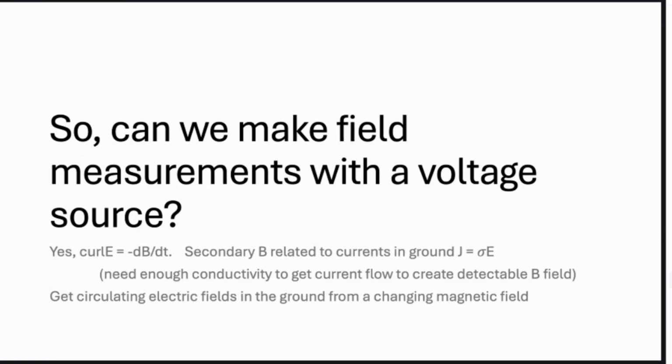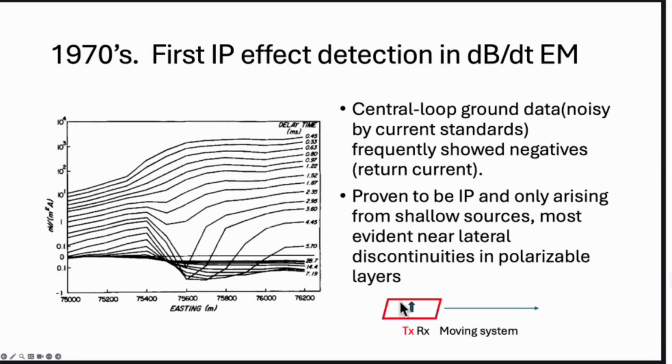So the question is, can we make field measurements with a voltage source rather than a current source? All conventional IP injects current into the ground. The answer is, if we have an inductive source with a changing magnetic field, dB/dt, it creates a circulating current in the ground, and that creates magnetic fields. The caveat is the ground has to be conductive enough to get current flow. So you get circulating electric fields from the changing magnetic field.